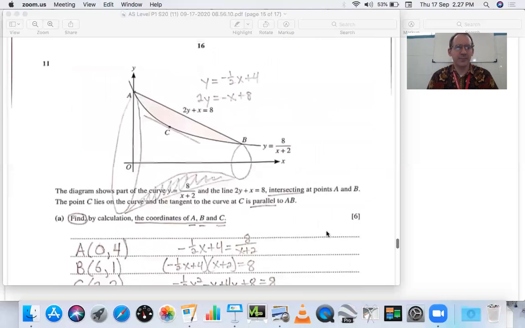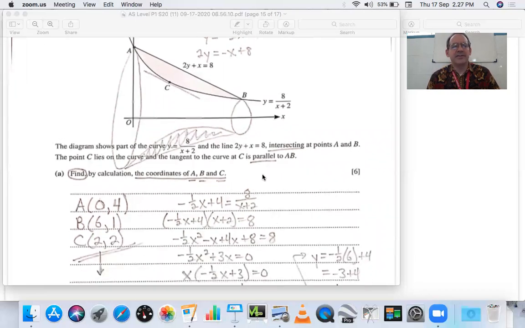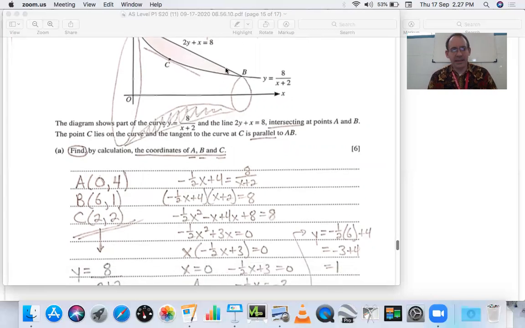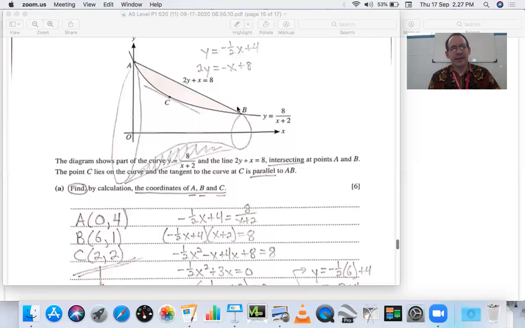Okay, now to the last problem. Here we have the equations 2y plus x equals 8. That's a straight line. The curve is y equals 8 over x plus 2. And it shows the diagram here, says C lies on the curve, and the tangent to C is parallel to the line 2y plus x equals 8, the AB line. Find by calculation the coordinates of A, B, and C.